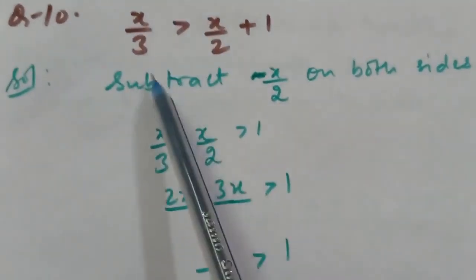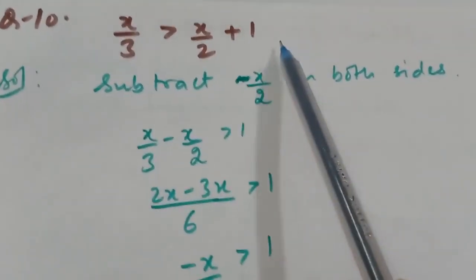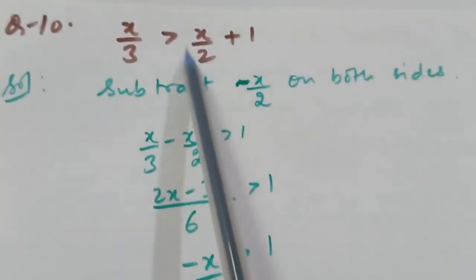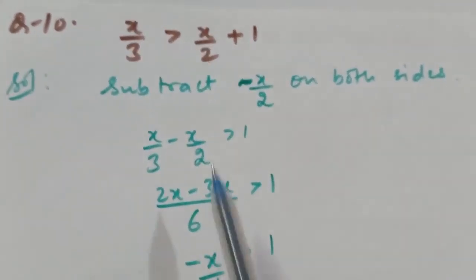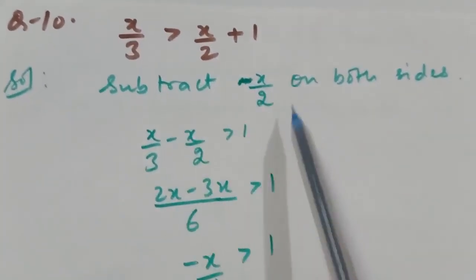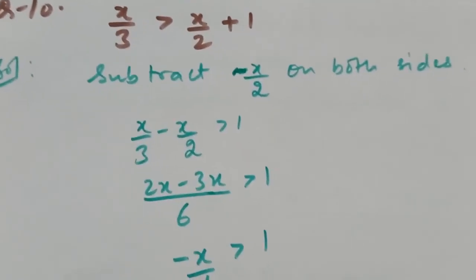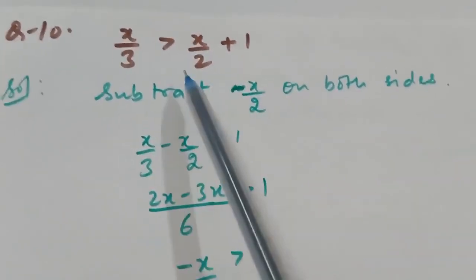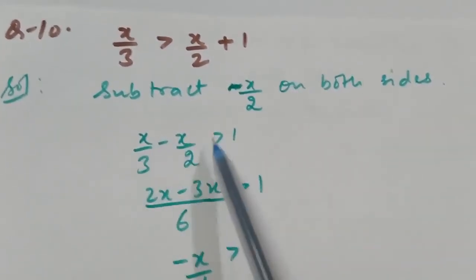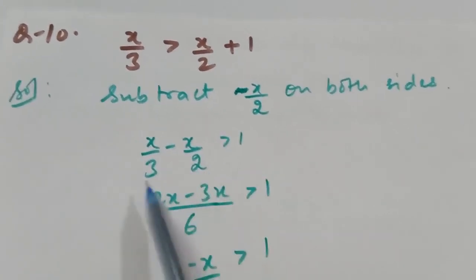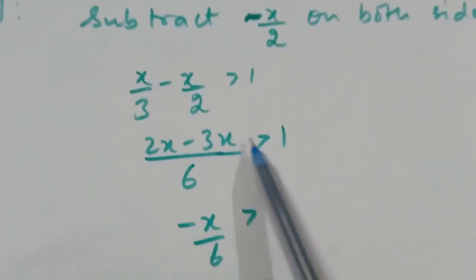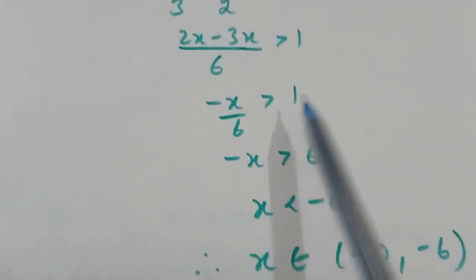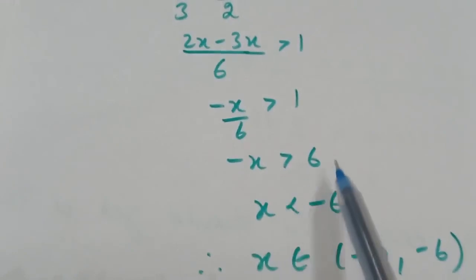Next is question number 10. x/3 > x/2 + 1. So what will we do? We have to find the value of x, so take the terms of x on one side. So we will subtract x/2 on both sides. To get x on one side, we subtract x/2 on both sides. So it will become x/3 - x/2 > 1. LCM will be 6: (2x - 3x)/6 > 1. This will now be -x/6 > 1.